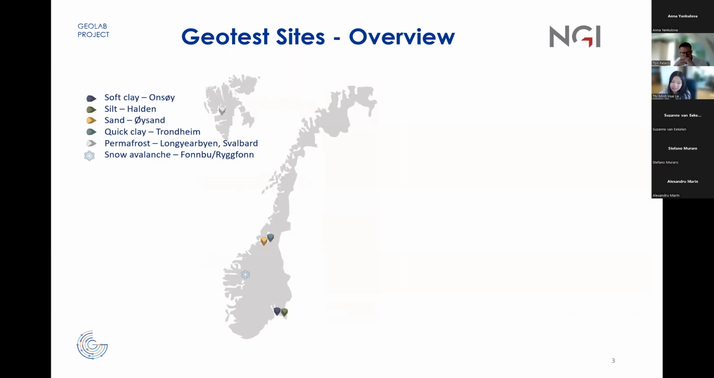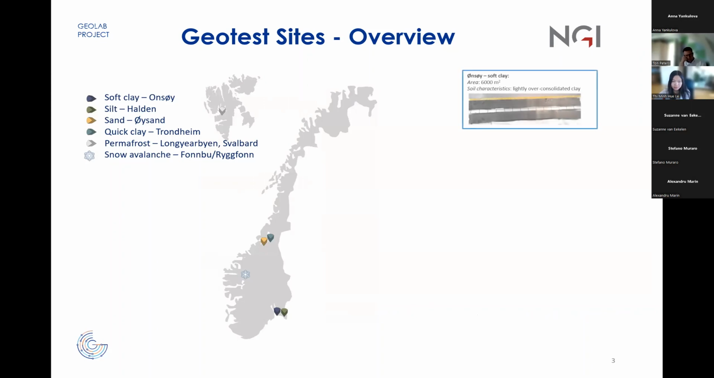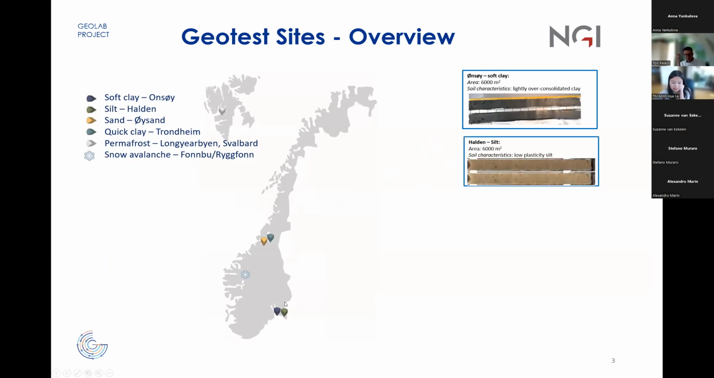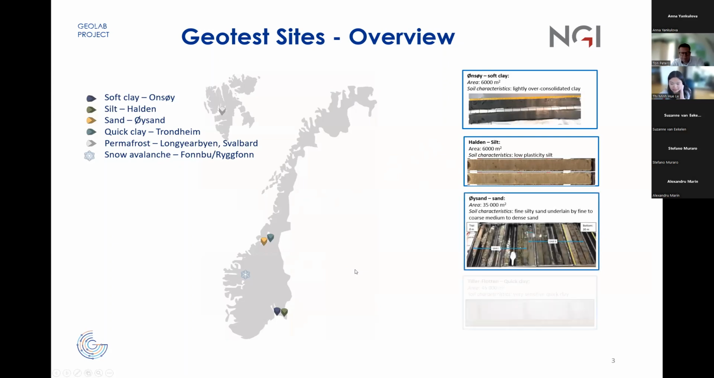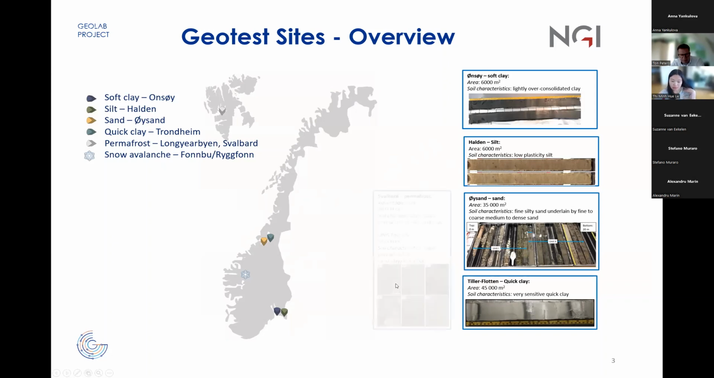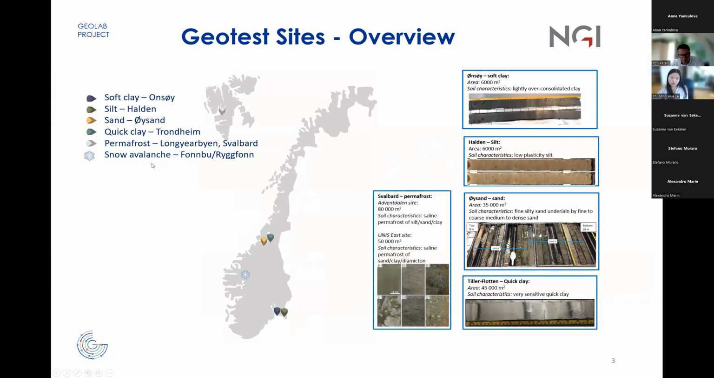The geotest site facilities managed by NGI, located in Norway and in Svalbard, include 5 different geotechnical sites where we can test different geotechnical solutions in different soil conditions. We have a soft clay site and a silt site, located in the south of Norway near Oslo. We have a sand site and a quick clay site, located in the middle of Norway near Trondheim. And we also have a permafrost site, which is the main interest of this presentation, in Svalbard.